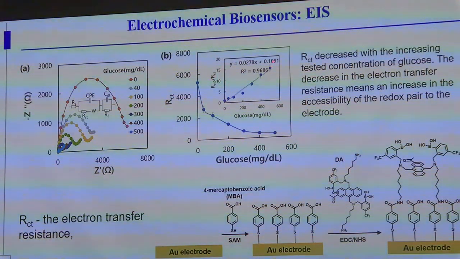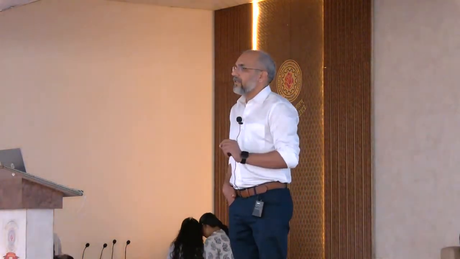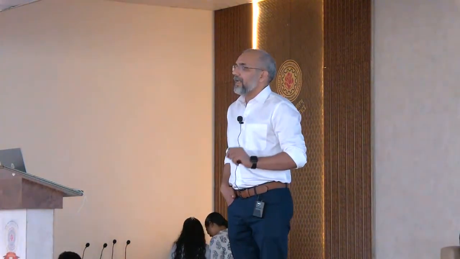So here then you will have a linear relationship, and based on this linear relationship, you can calculate your limit of detection, or the concentration that you want to detect, or you can have a calibration curve, so you can find out an unknown concentration too.